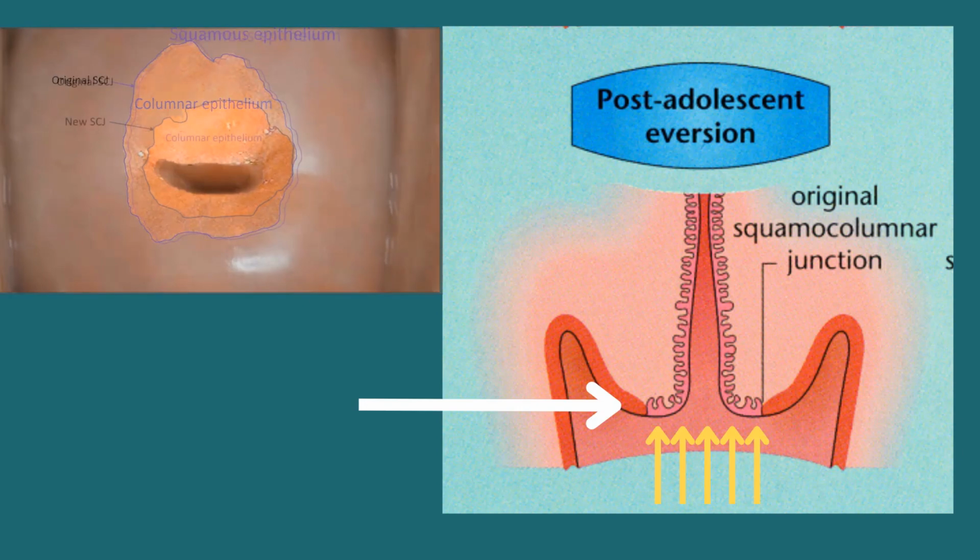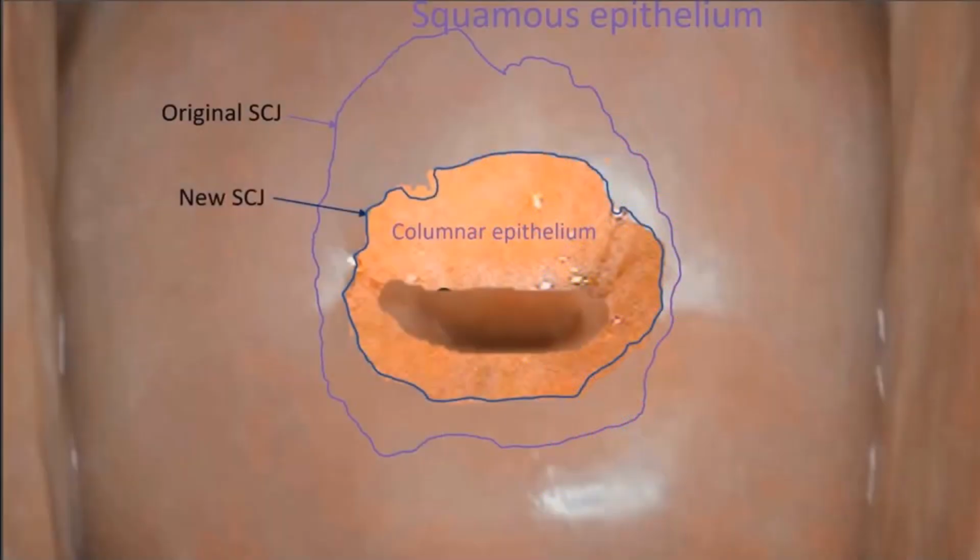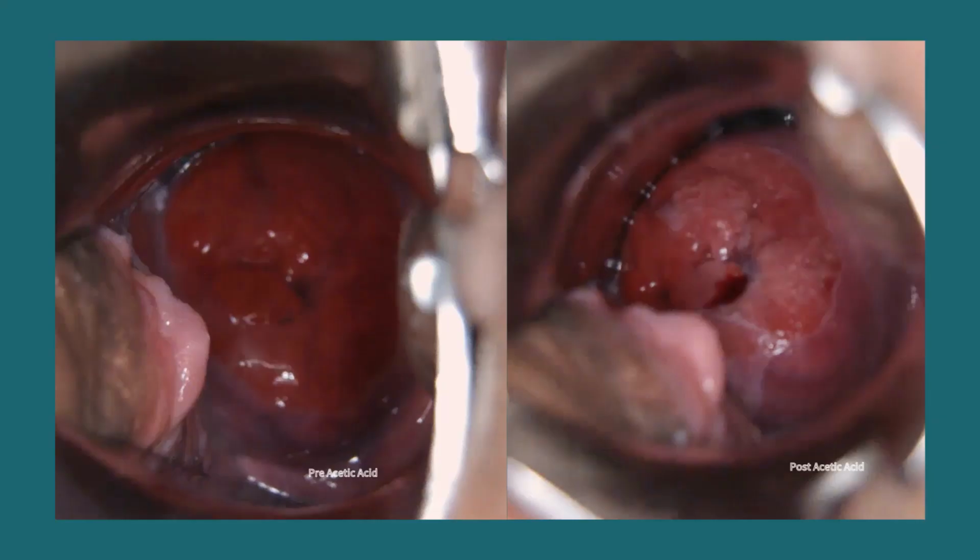squamo-columnar junction. Now, the protruding endocervical epithelium will later be subjected to the acidity of the vagina and will undergo transformation from columnar cells to squamous epithelial cells, called squamous metaplasia. This is a normal process. And when this happens, the space between the old and the new squamo-columnar junction is called the transformation zone. Shown on this slide is a pre-acetic and post-acetic view, where the inexperienced would diagnose this as cancer, when this is a normal process called squamous metaplasia.